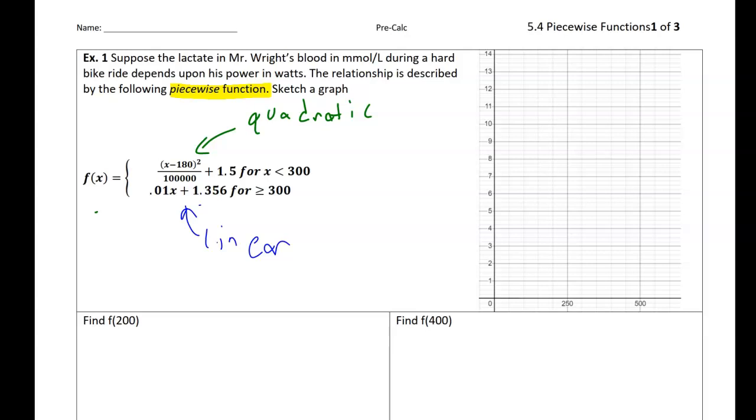So this particular problem is about the lactate in my blood while I'm riding my bike, you guys know I like to ride bikes. Blood lactate is the thing that makes your muscles burn when you work out. So you guys have probably felt this before, maybe when you run the mile. And the reason that this applies to a piecewise function is that your body deals with that burning feeling differently depending on how hard you're working. So I made this up, but it is based on what the real lactate curve looks like.